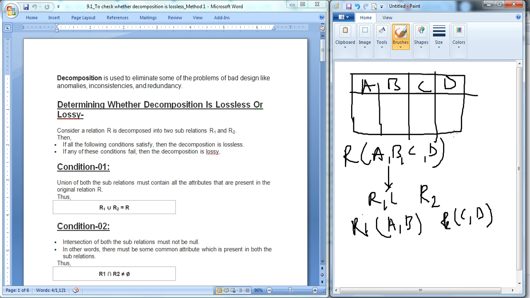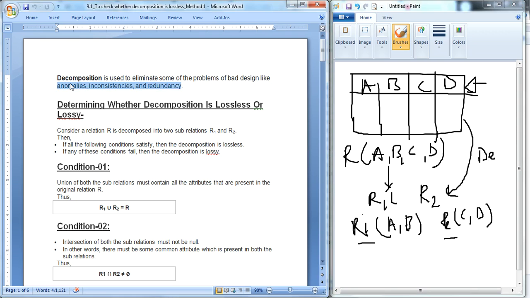When we decompose this table into these two tables, the information should not be lost. That is, the main table contains A, B, C, D, so definitely the decomposition R1, R2 should have all the information which is available in the main table. And why do we decompose it? Because we already know why we normalize the table: the existing table has anomalies, inconsistencies or redundancy of data. Then we decompose it with the help of the normal forms.